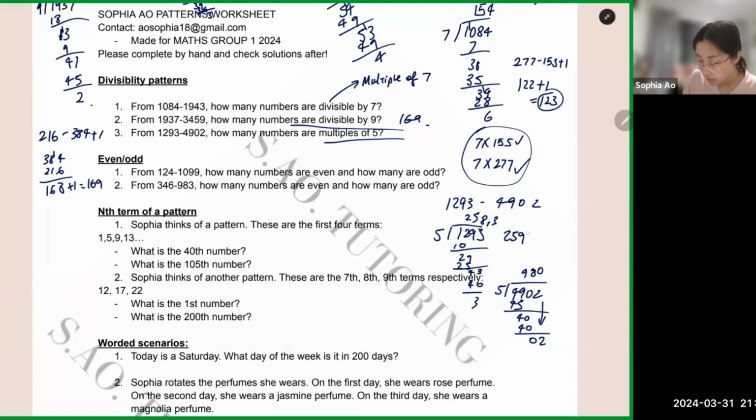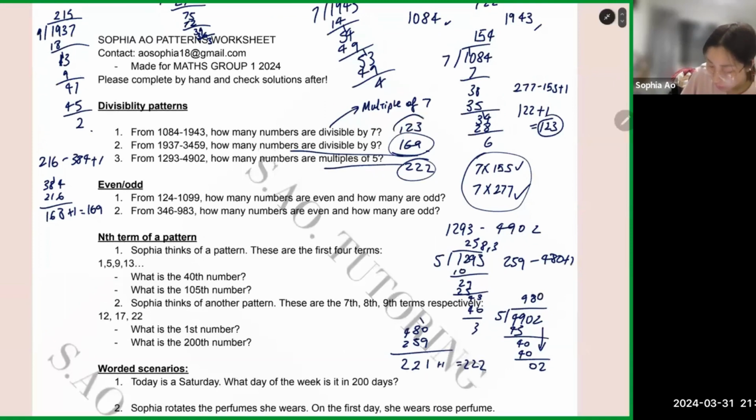This one's 480 something something. So you go up to 480. 480 minus 259 is 221. Don't forget, plus 1, so 222. So those are the answers for the first three, okay? The first one, let me write that down as well. So 1, 2, 3: 169, and 222, okay? So there's that over there.